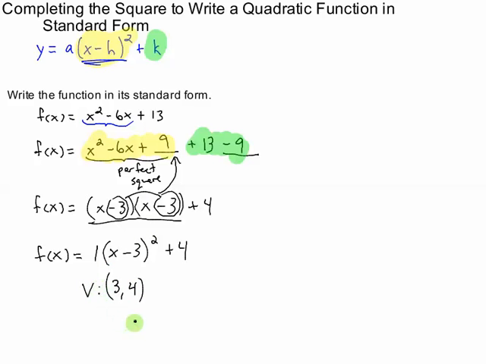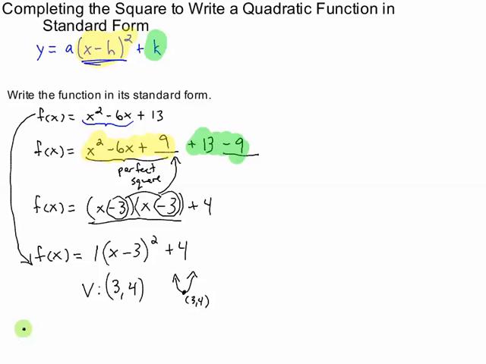The vertex is (3, 4). This number in front is positive, so it opens up, and that vertex would be down here, (3, 4). So the vertex would be a minimum point for this particular parabola. You can make lots of connections from this. You could graph it more precisely, etc. But what we're focusing on here is how to write the original function into this nice little standard form.